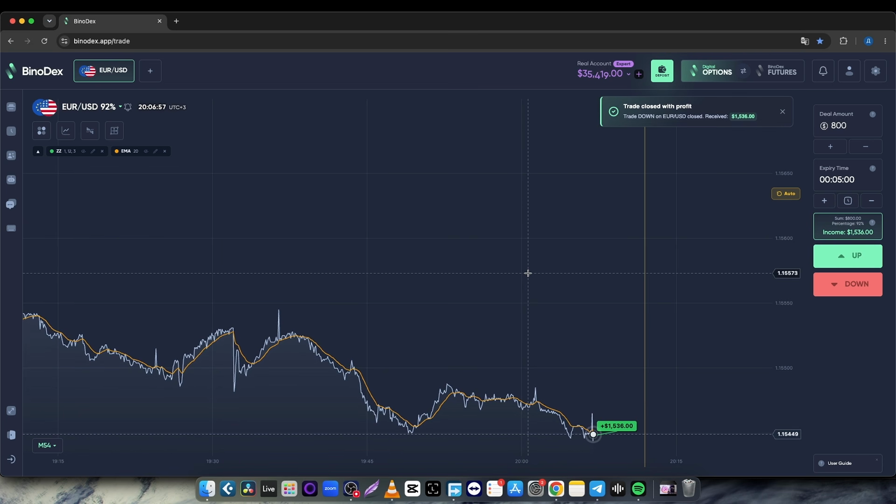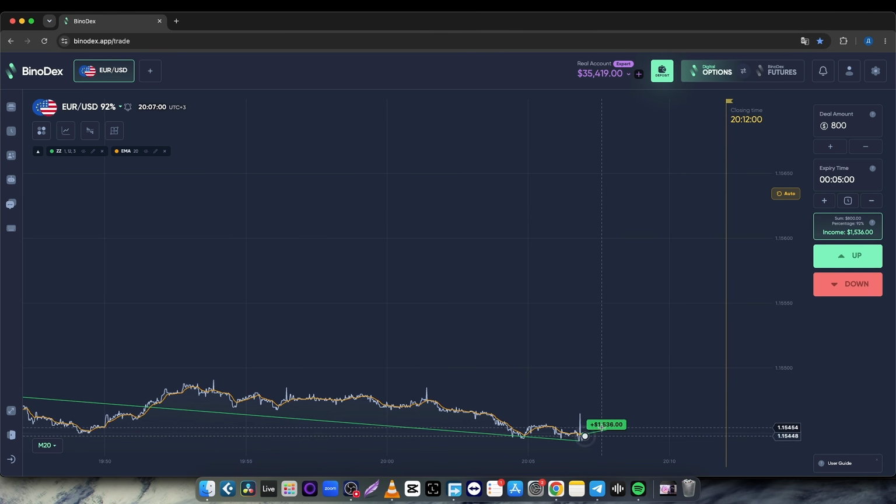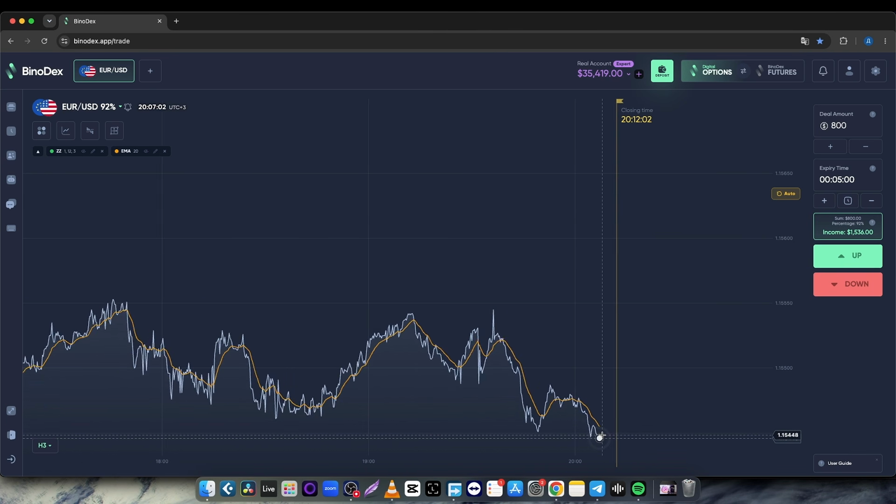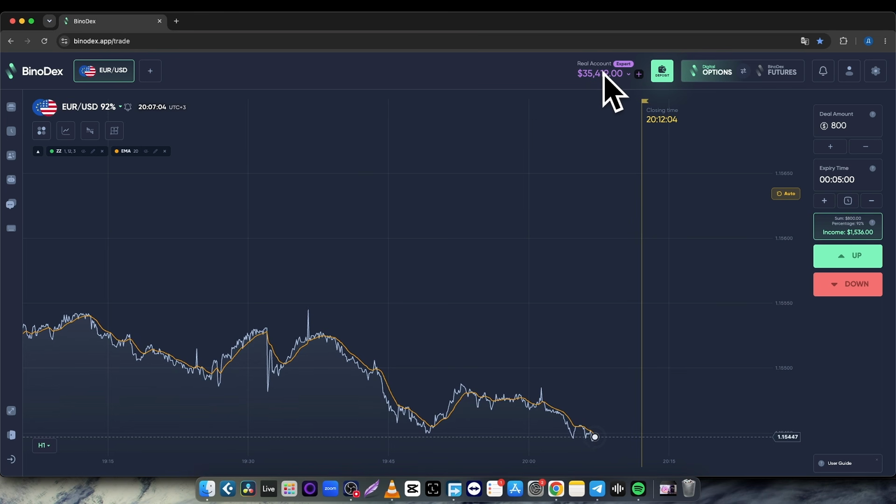Guys, in the meantime, my second trade has come to an end and I got a good result. Thanks to accurate signals from artificial intelligence and technical analysis, even a beginner can get stable results.